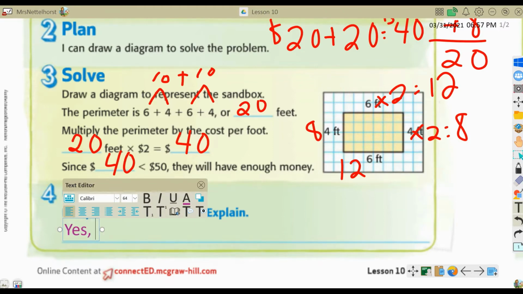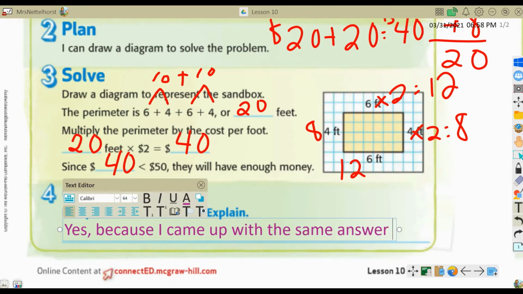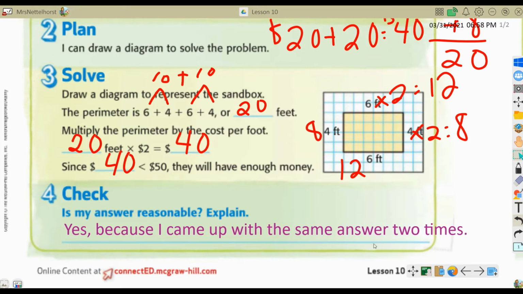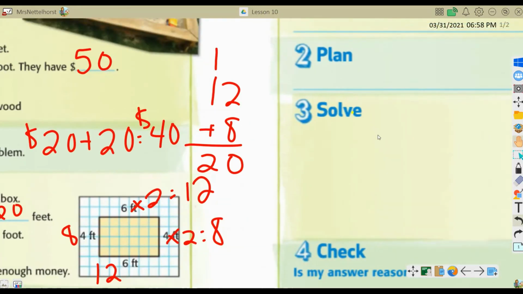Yes, comma, because when it says explain, you're going to use comma, because I came up with the same answer 2 times. You can pause the video here if you need a little bit more time to type that in. For the rest of you, let's move on to the next page.